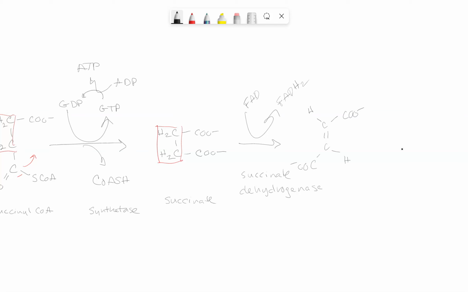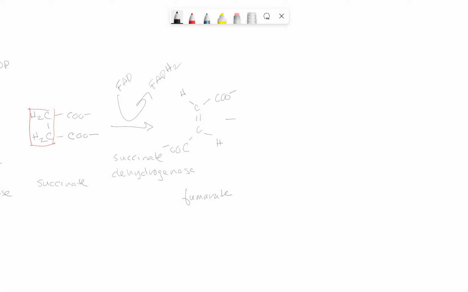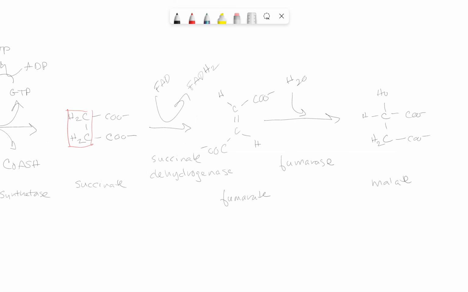And now that we've got our fumarate, we're going to add water across that double bond. And this is going to give us malate. And this is going to be done by fumarase enzyme. Now, like I said, all of these reactions move along minus significant regulation. But just because they're not highly regulated doesn't mean they're not of importance. We're still pulling energy out of each step.